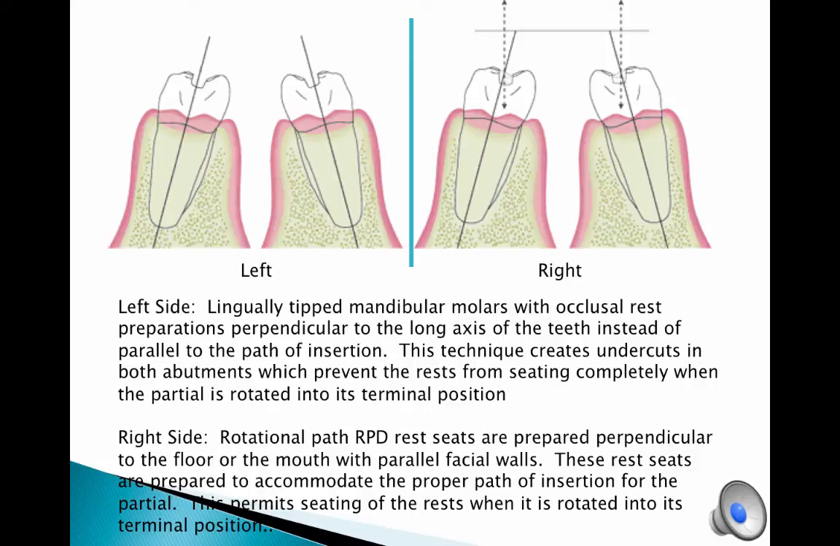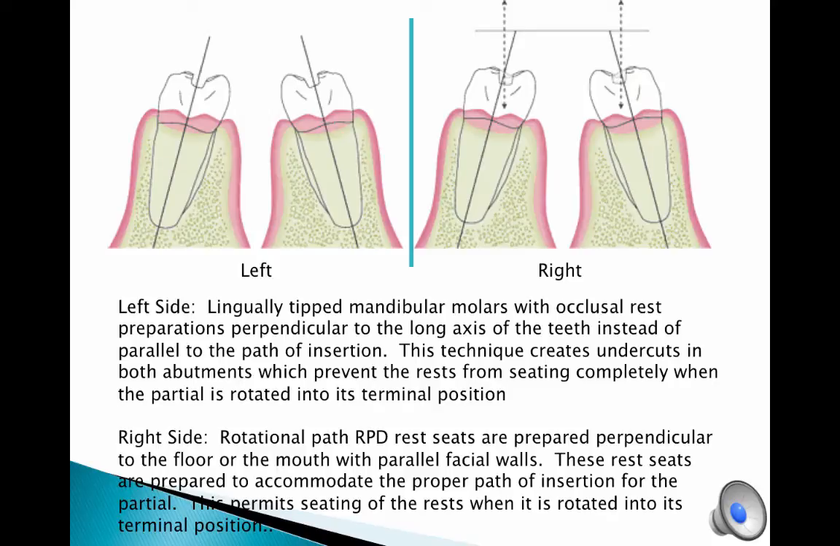If you look at this illustration, on the left side, lingually tipped mandibular molars have occlusal rest seat preparations made that are parallel to the long axis of the tooth instead of parallel to the path of insertion. Doing this technique creates undercuts in both abutments, which prevent the rest from seating completely when the final partial is rotated into its terminal position.